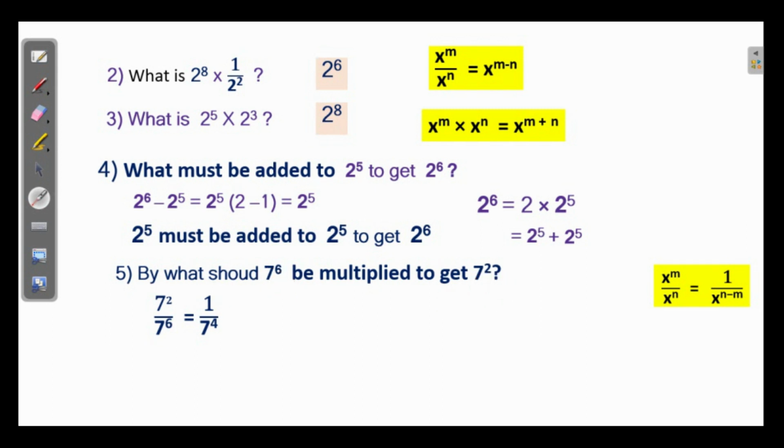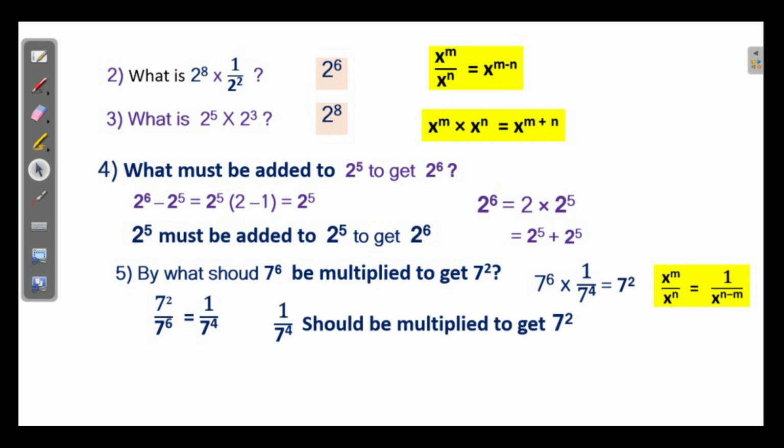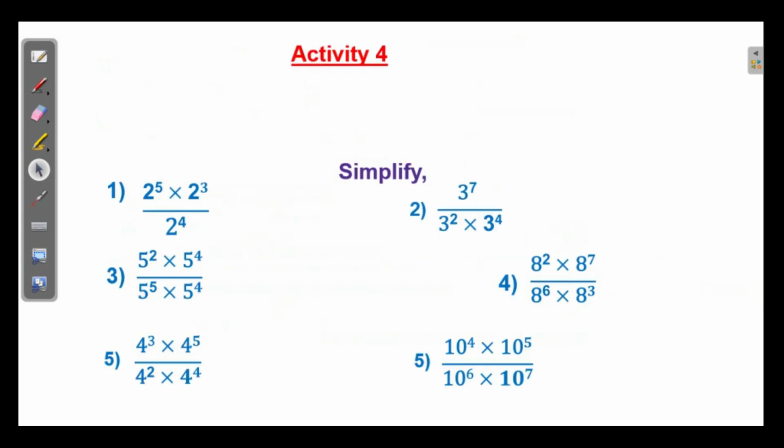So 7 square by 7 raised to 6 is equal to 1 by x raised to n minus m. That is 1 by 7 raised to 6 minus 2, which is equal to 1 by 7 raised to 4. So the answer is 1 by 7 raised to 4, which should be multiplied to get 7 square. We can check it. The fourth activity is simplify.